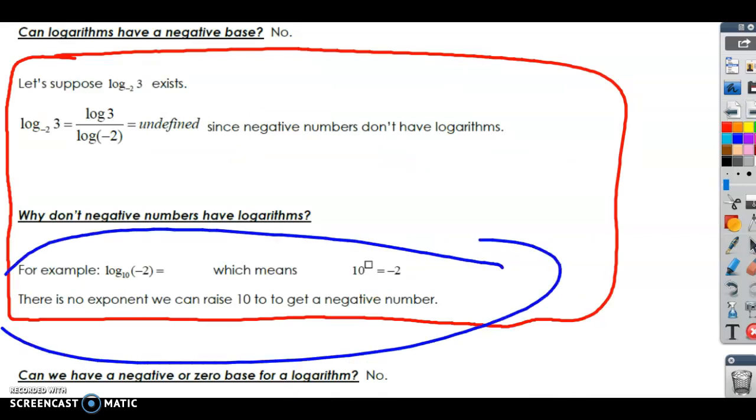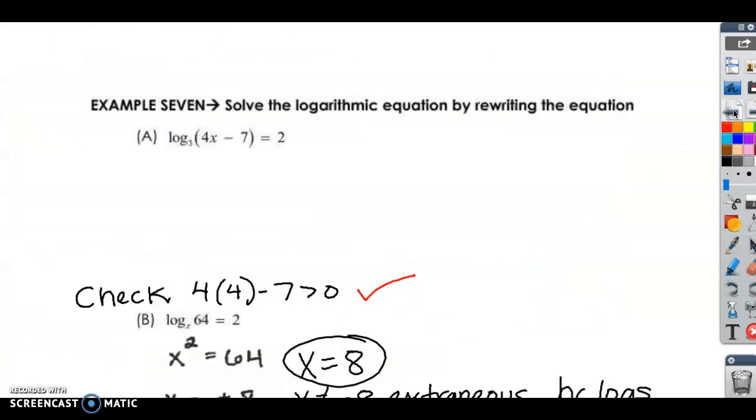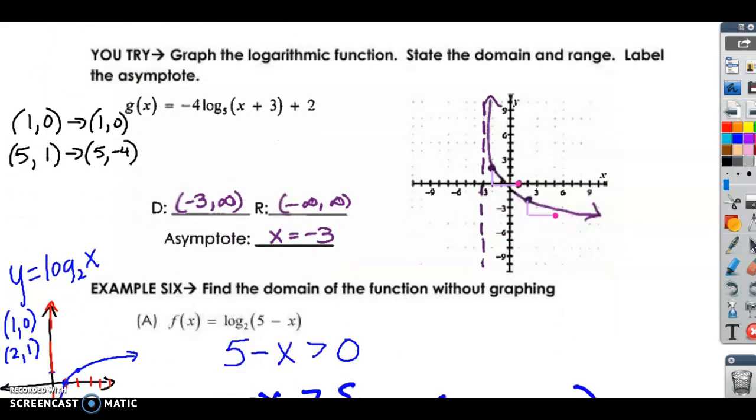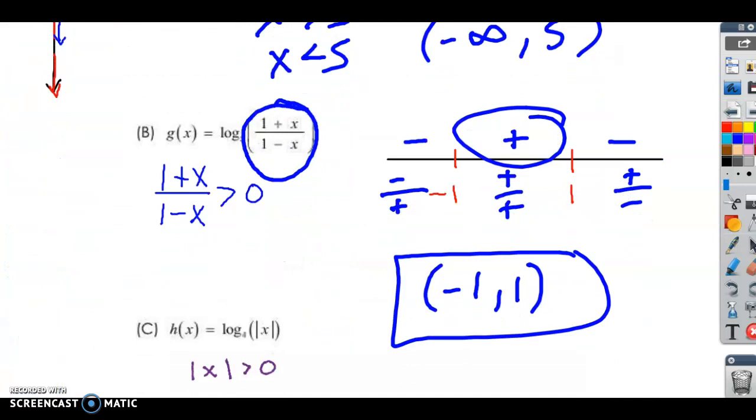If you have a log base 10 of some negative number, what does that mean? If you rewrote that as an exponential function, 10 to the what number equals negative 2? Well, what number can I put in there to make 10 to that number equal negative 2? There's no exponent that we can raise 10 to get a negative number. So as soon as we saw that negative, boom, we're going to have no graph there. That's the only place we're having a graph, from here to here.